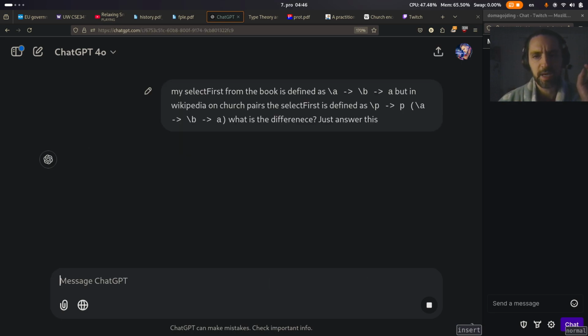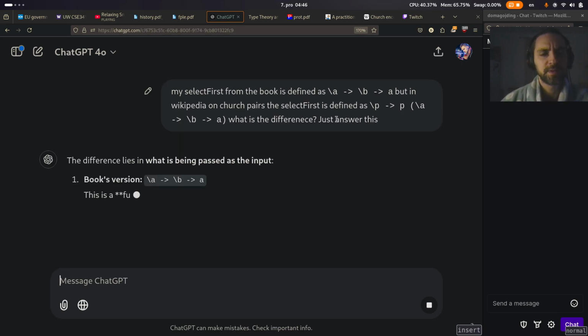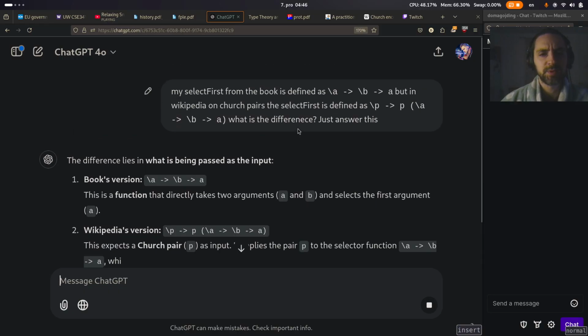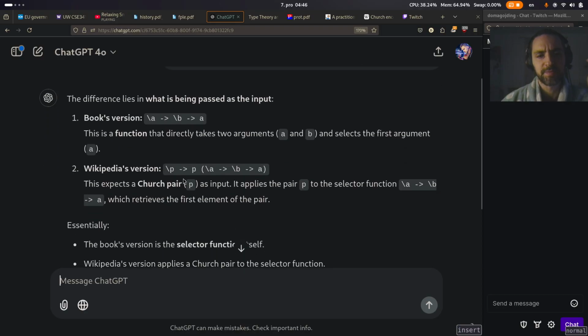Just answer this. The difference lies in what is being passed as the input. Maybe that's why it can be applied at first. So the book's version, lambda A, lambda B, A, is a function that directly takes two arguments and selects the first. Wikipedia's version expects a church pair as input. It applies the pair P to the selector function ABA, which retrieves the first element of the pair.